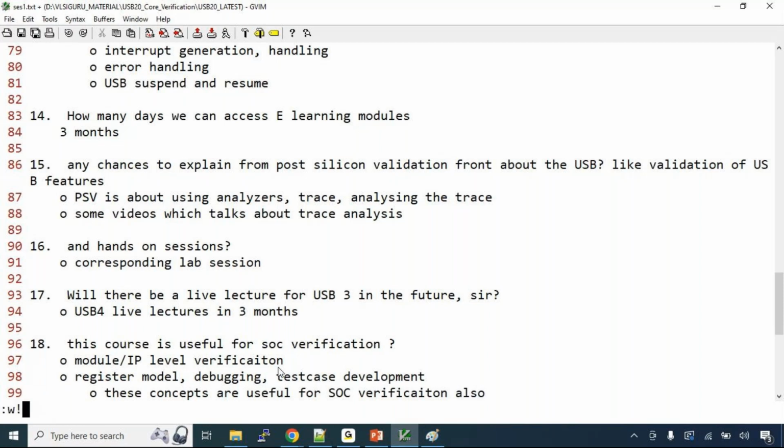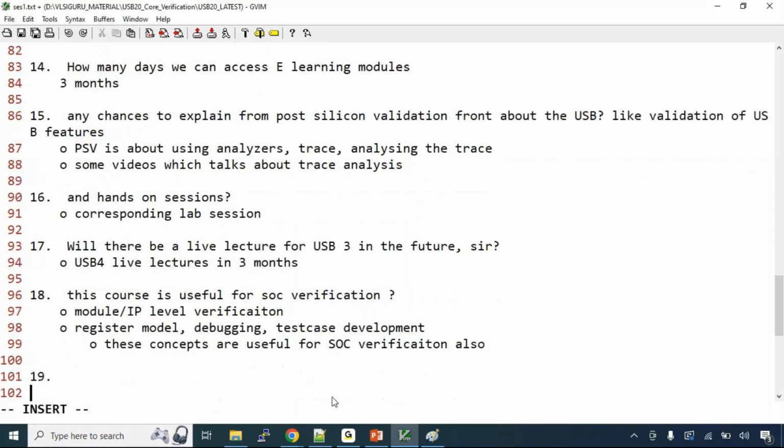Sir, are we doing functional coverage, toggle coverage also here? Functional coverage implementation, yes, we'll be doing, and functional coverage analysis, and we'll also discuss how to add new test cases to close the functional coverage.